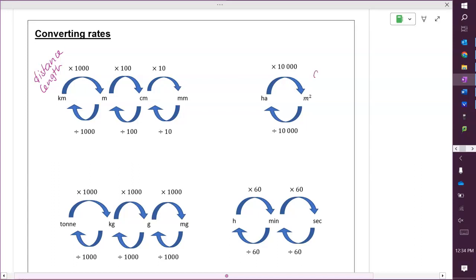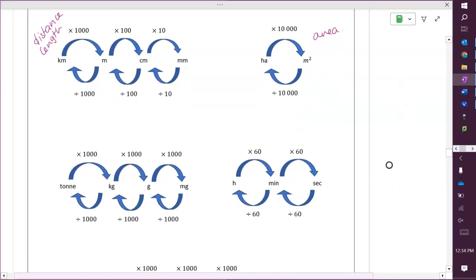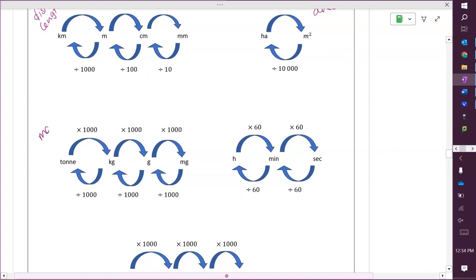Then here we have our area. So we've got our hectares and our metres squared. To go from hectares to metres squared, we're multiplying by 10,000, and vice versa, we're going to divide by 10,000. The next one is our mass, so the weight of something. Tonnes to kilograms, there are 1,000. Kilograms to grams, we have 1,000 again, and grams to milligrams, 1,000. So that one is very straightforward, it's all 1,000.